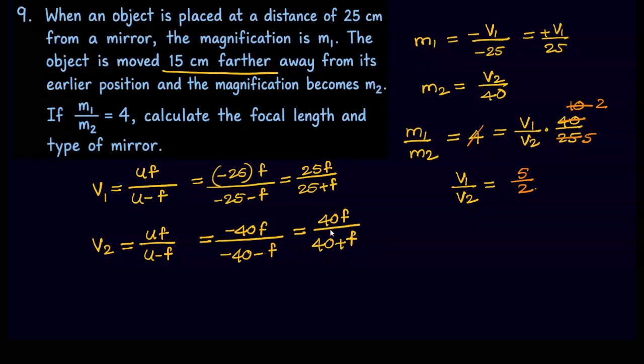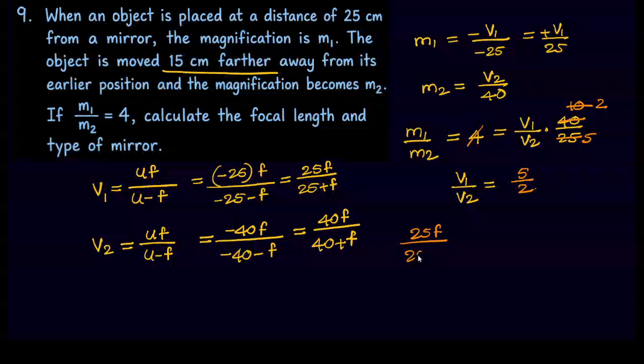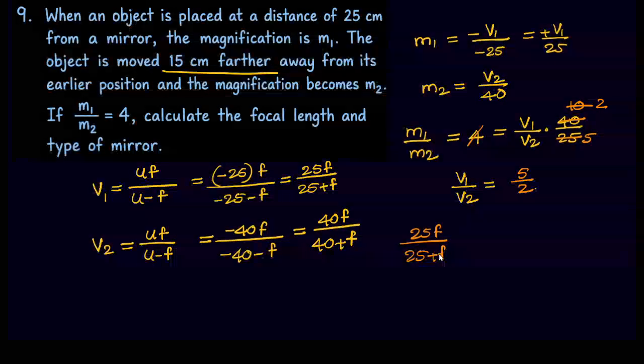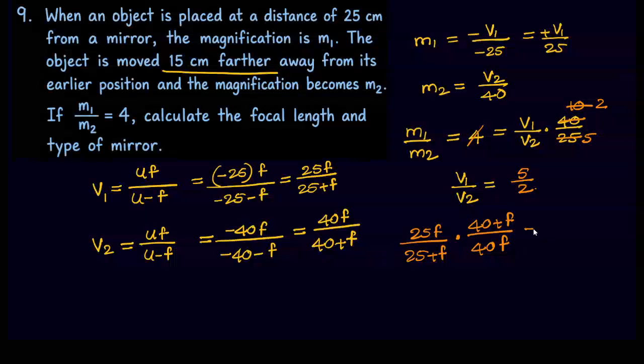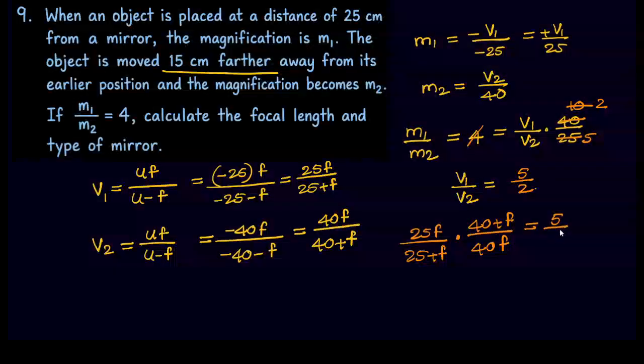Now I'll take the ratio between these two, V1 by V2, which is 25 F by 25 plus F into 40 plus F by 40 F, which is equal to 5 by 2. Done.